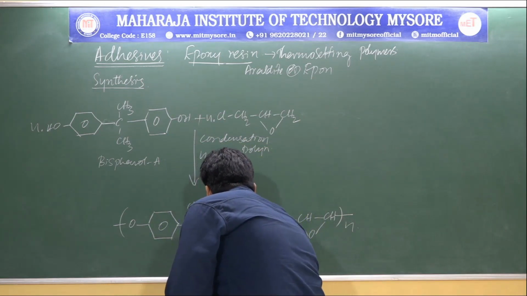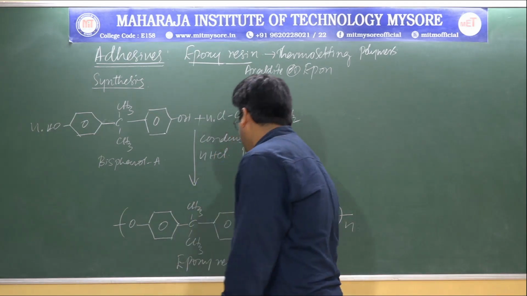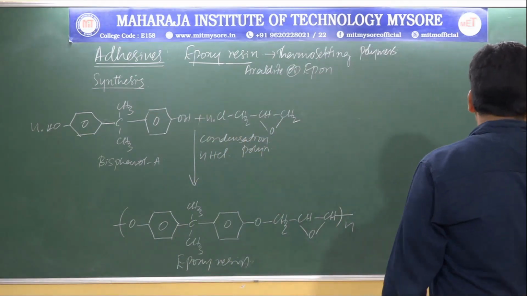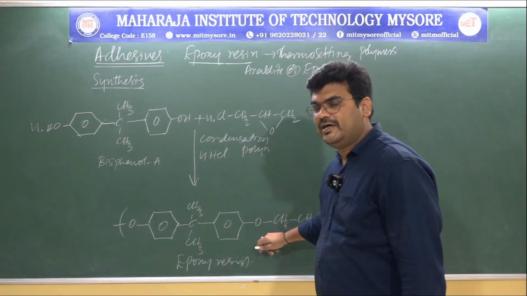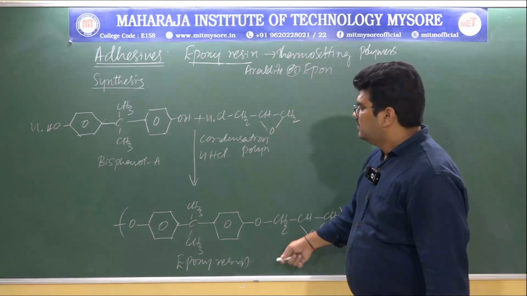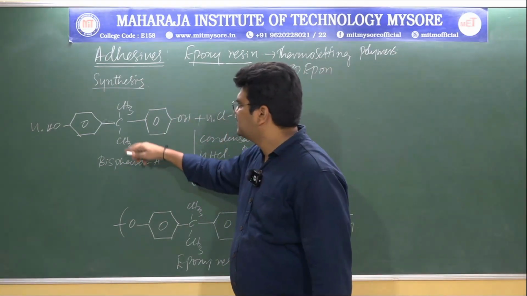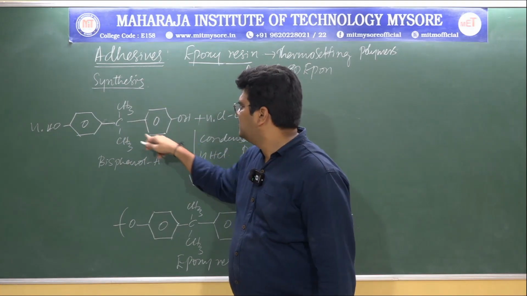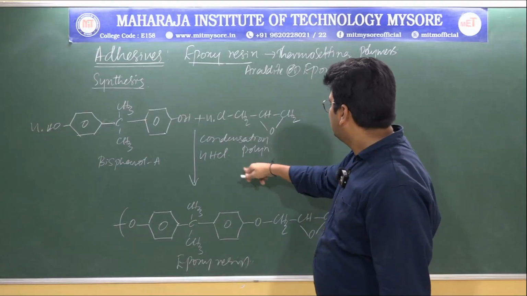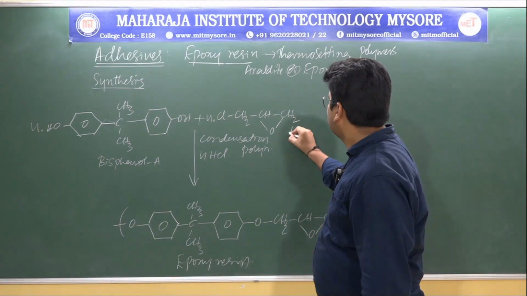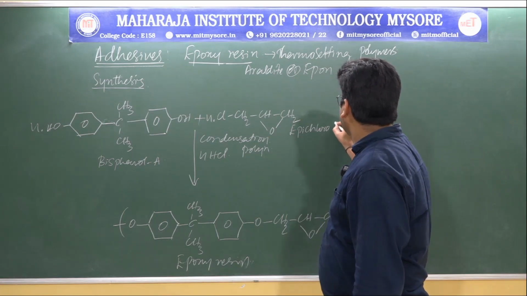Epoxy resin is a thermosetting polymer. So this is all about the synthesis. The monomers are bisphenol A, whose structure is C(CH3)2 with benzene rings, and epichlorohydrin. Here I have not written the name; this is epichlorohydrin.